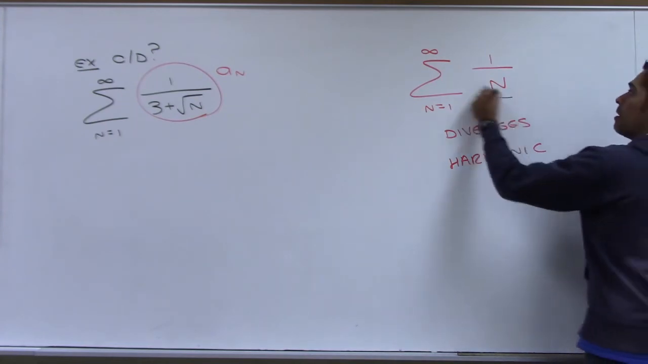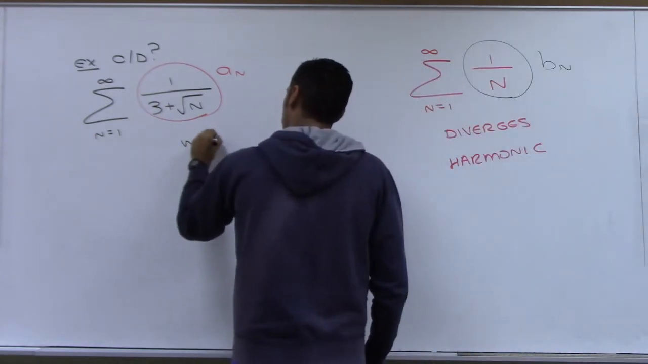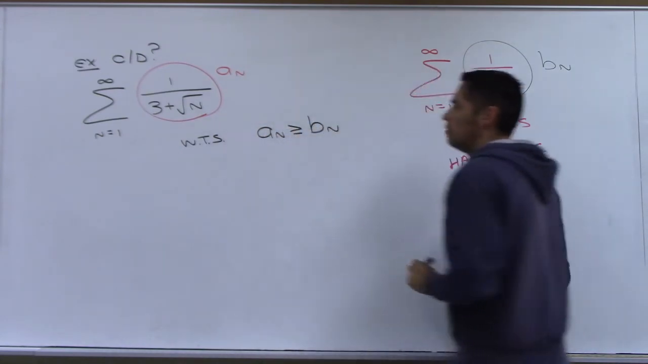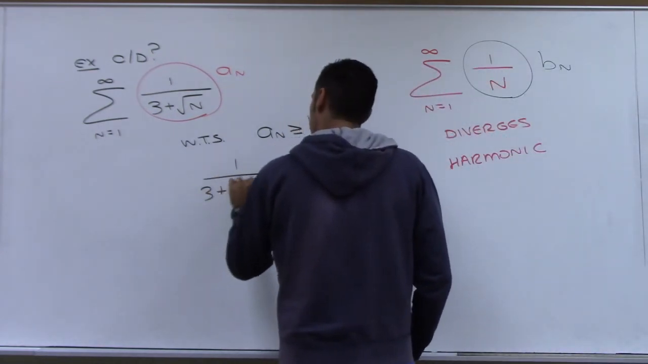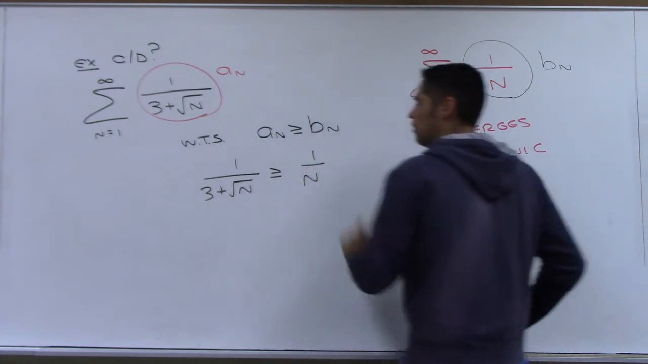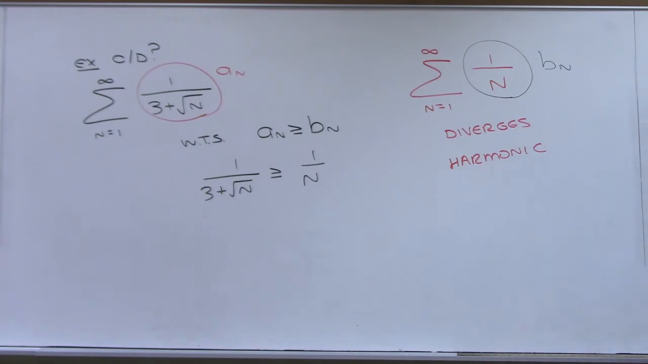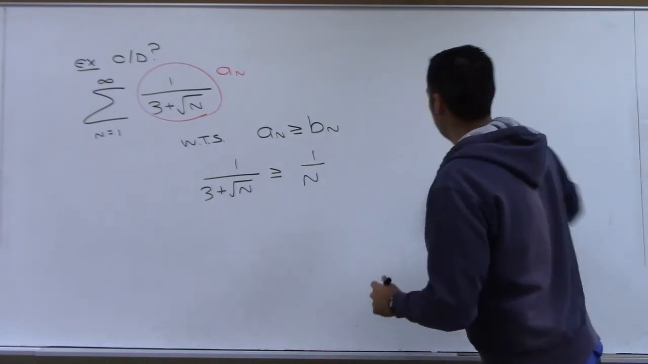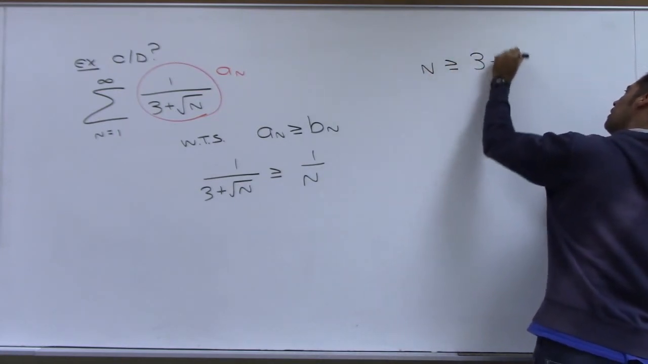So since that is what we're comparing it to, this is our B sub n, then we still want to show that same inequality, right? That our A sub n's are bigger than or equal to our B sub n's. So we want to show that 1 over 3 plus root n is greater than or equal to 1 over n. You following me? Now do the little thing with the inequality. And you get what? N greater than or equal to 3 plus root n.